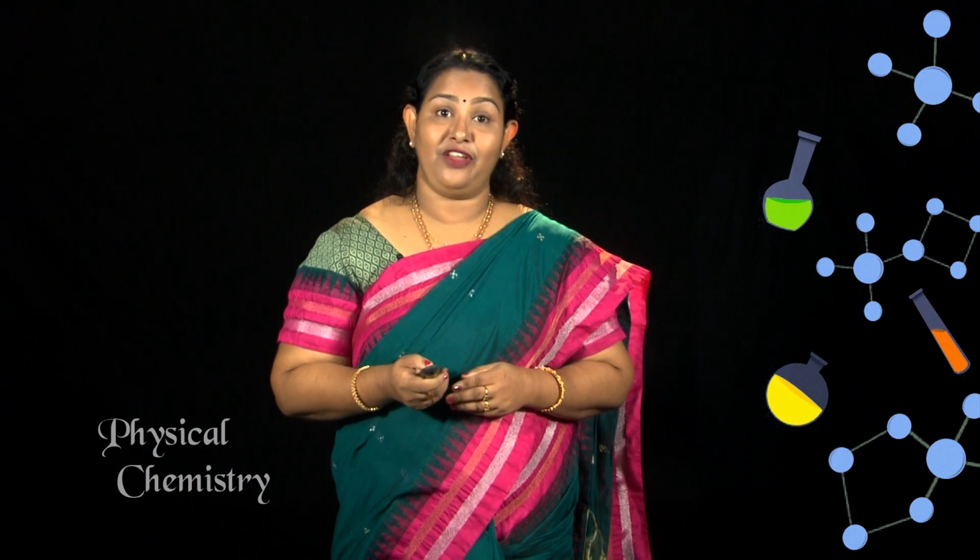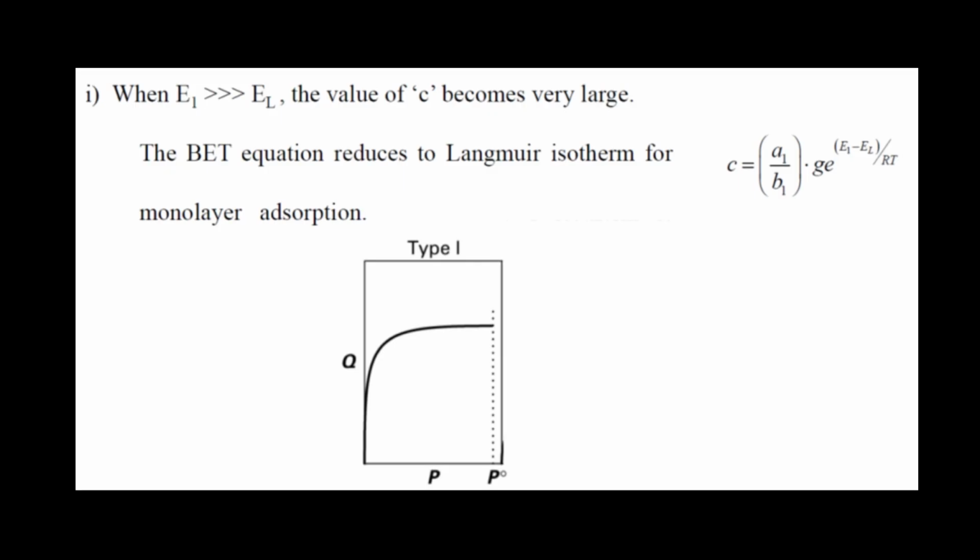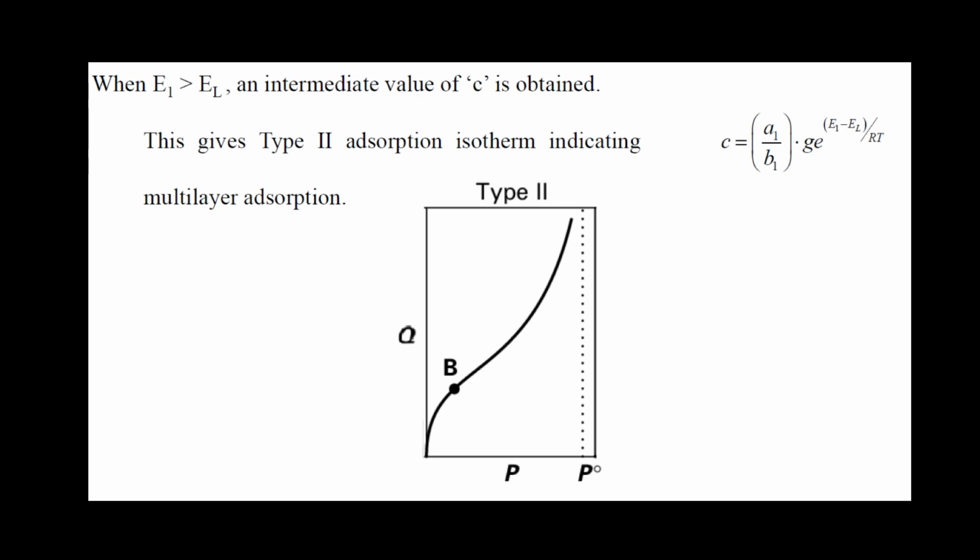The first case, when E1 is very much greater than EL, the value of C becomes very large. The BET equation reduces to Langmuir isotherm for monolayer adsorption. In the next case, when E1 is greater than EL, an intermediate value of C is obtained.